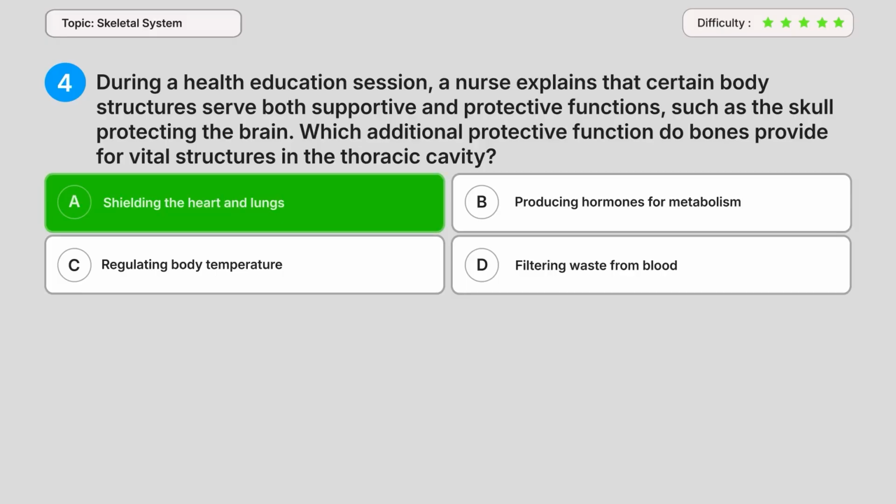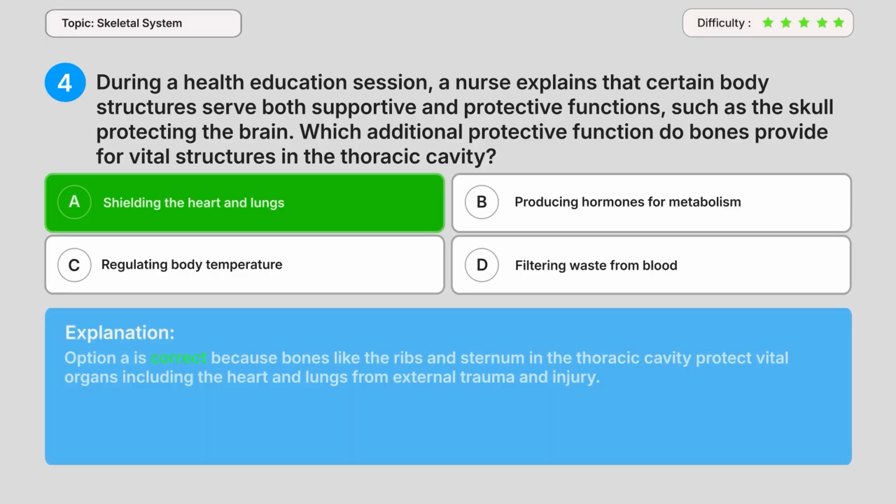Correct answer, A. Shielding the heart and lungs. Explanation: option A is correct because bones like the ribs and sternum in the thoracic cavity protect vital organs, including the heart and lungs, from external trauma and injury.